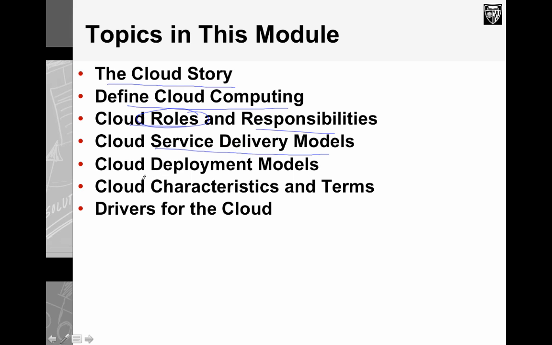Then we will look at cloud deployment models. In the section on cloud deployment models, we will look at the various deployment options that are available, such as the private, public, community, and even the hybrid deployment models. Then we'll look at some of the key characteristics and terms surrounding cloud computing that every cloud professional should know and understand. And so that would be in the section on cloud characteristics and terms.